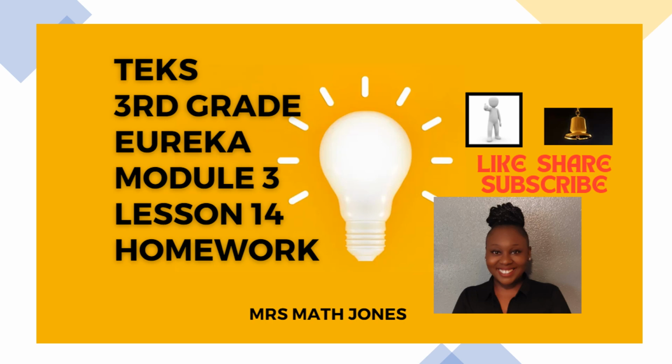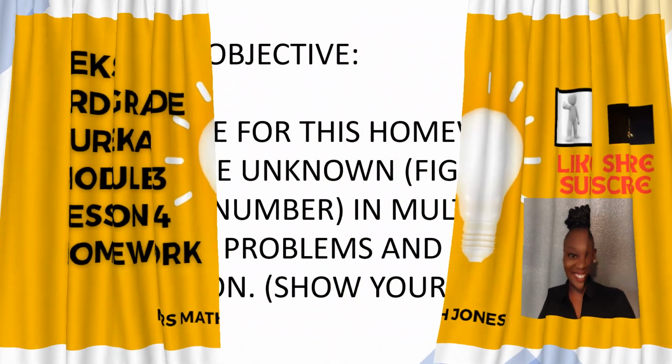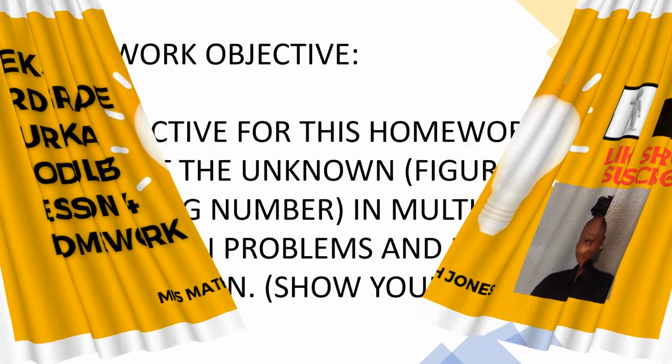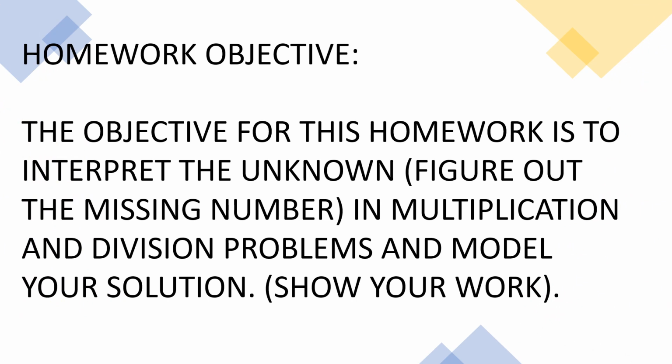Today we're going to be completing our third grade Eureka Module 3 Lesson 14 homework together. This homework is to interpret the unknown in multiplication and division problems and model our solution. So all that means is that we're going to figure out the missing number. That's what interpret the unknown means. And model our solution, which means to show our work. So we're going to figure out the missing number in multiplication and division problems and show our work.